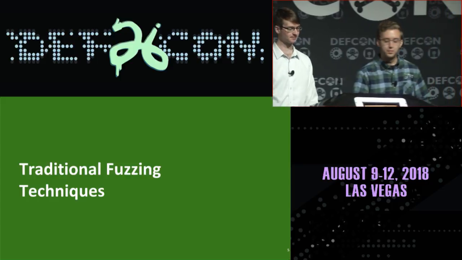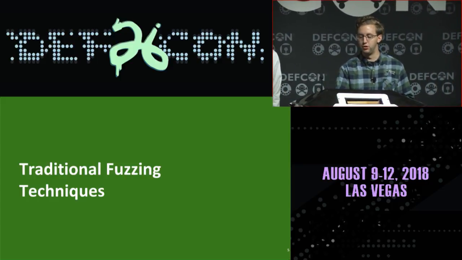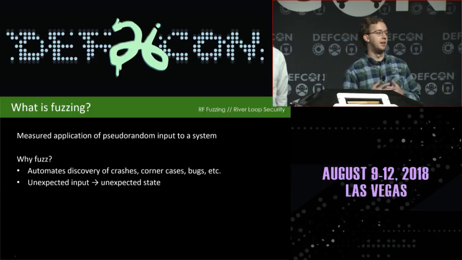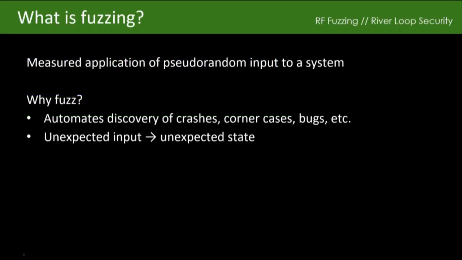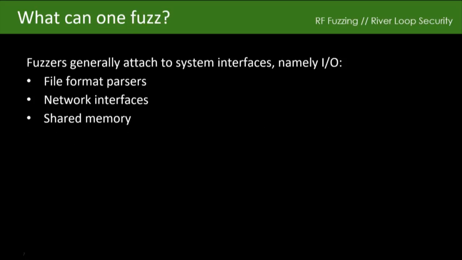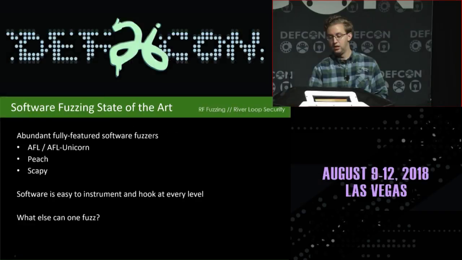Sure. So going through, and I think most people know or have some background in this, so we'll go through relatively quickly. Fuzzing is applying pseudo-random input into the system. The goal is to automate discovery of crashes, corner cases, bugs, etc. We're feeding in unexpected input and trying to find out if we can get the system in an unexpected state. So overall, people typically attach fuzzers to system interfaces, input-output, to feed it files, to see if a file format parser works correctly, to feed bad or malformed data into network interfaces, or to play around with the memory state of a machine.